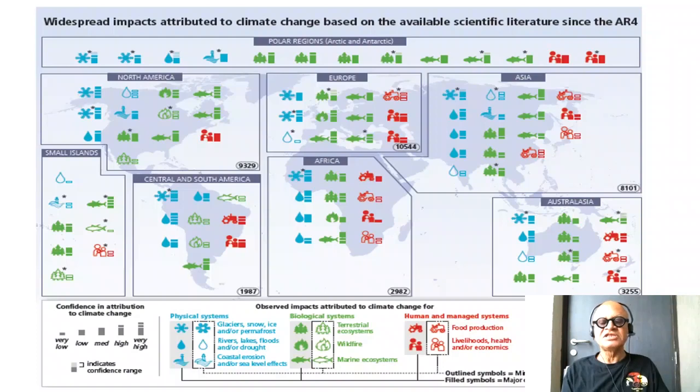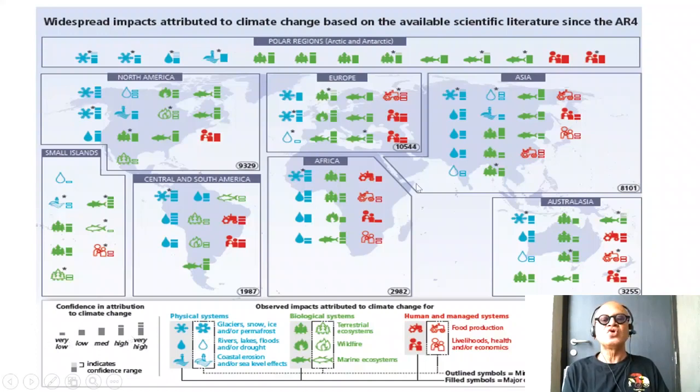Now, the IPCC's last report in 2014 compiled all the evidence there is for human impacts on physical systems like glaciers, snow, ice, rivers, coastal erosion and sea level effects, biological systems, terrestrial and marine ecosystems, wildlife, and human and managed systems like food production, livelihoods, health, and economics, and compiled the impacts with various confidence levels shown as bars here, very low to very high confidence.